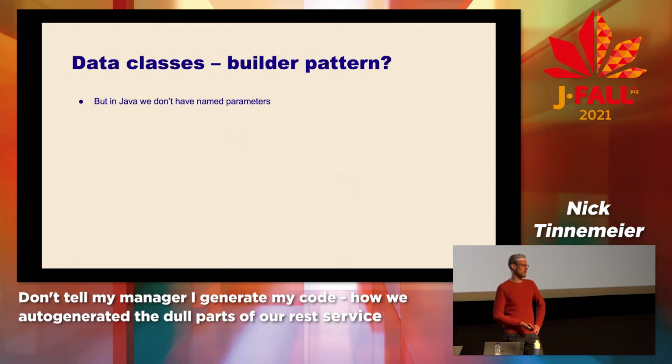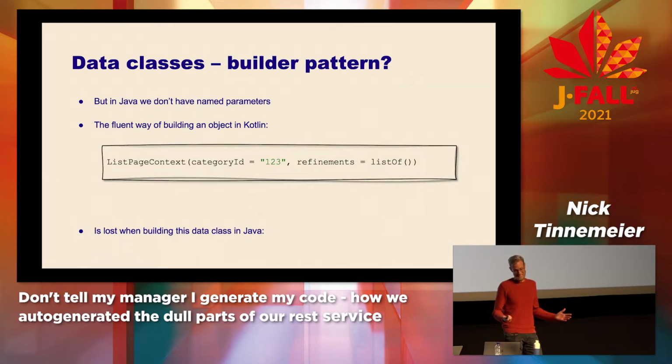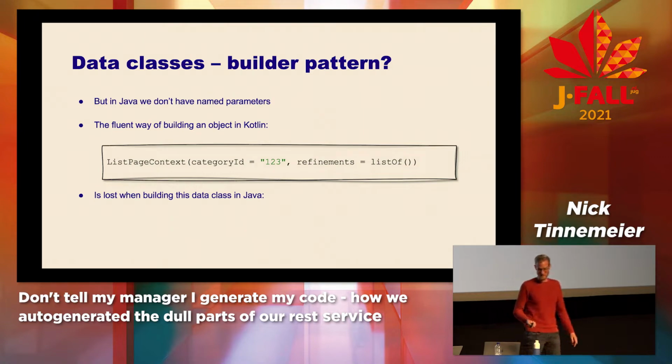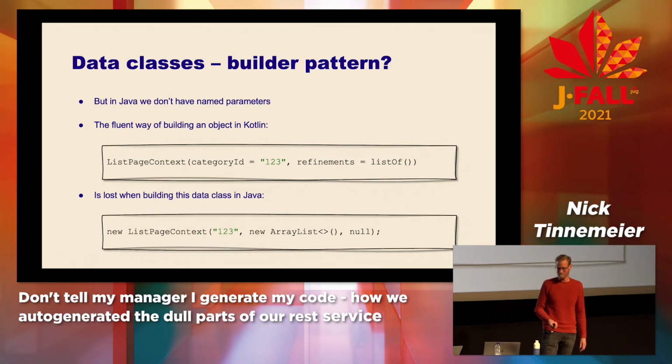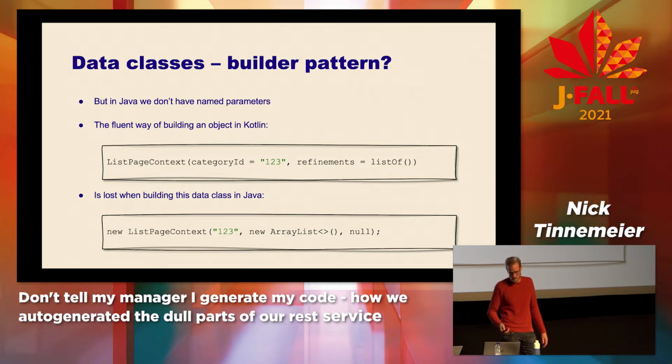But in Java, however, and remember, our project is on Java 11, we don't have named parameters. So the fluent way of building an object in Kotlin, which looks like this, is kind of lost when we do the same thing in Java. Because there we only have constructors, and again, we have those meaningless parameters. And we only have one. So you also have to pass in the last optional field.